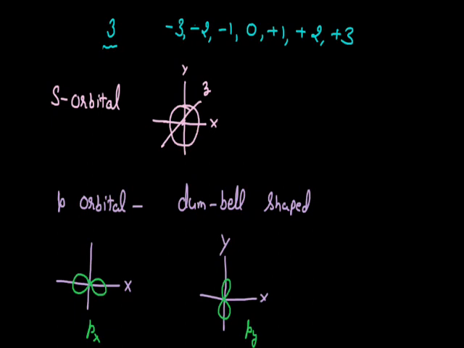If I move to the next one, when these lobes are oriented towards the z-axis, so this one is the z-axis here, and these two lobes are oriented like this, then this kind of orientation is of the pz orbital.